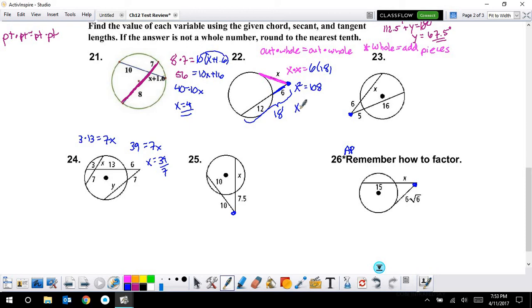So when I go to take the square root, got to go and look back at my perfect squares. So the biggest perfect square that goes into 108 is 36.